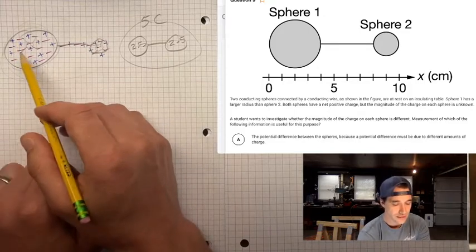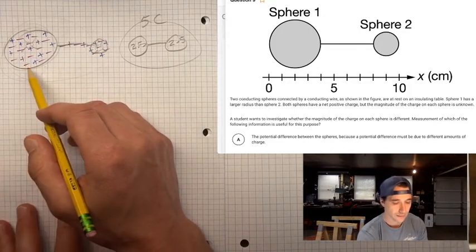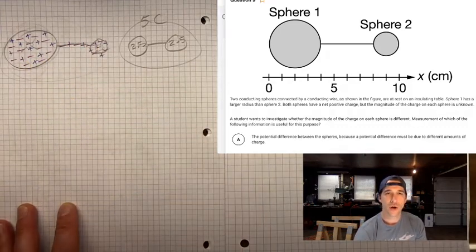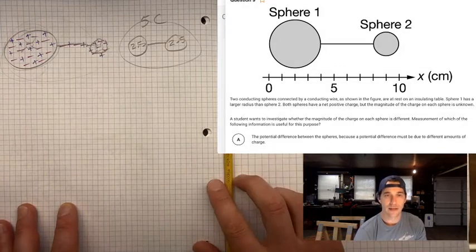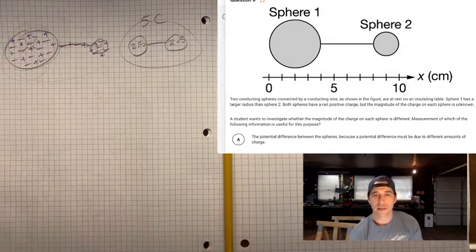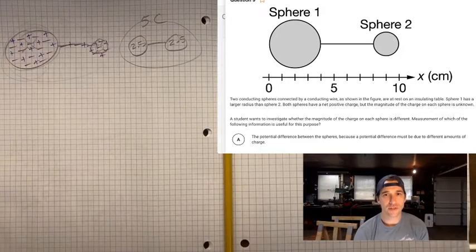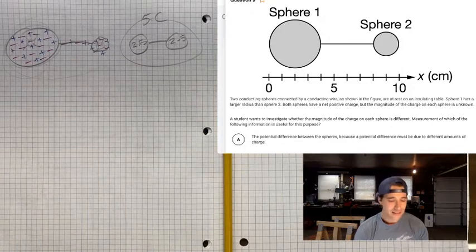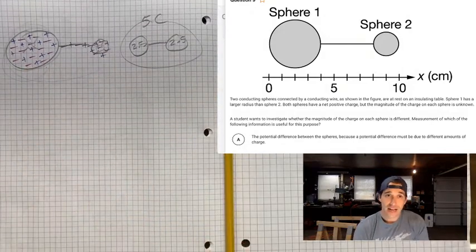If you think through this a little bit further, you should be able to see that once we've reached equilibrium, the electrons are no longer flowing. Okay, so that's going to help us as we read through these. Choice A tells us the potential difference between the spheres is something that would tell us if there's more or less charge on them. Well, is that true? Is there any potential difference? There's actually not. There's no potential difference because if there was, the electrons would be flowing.